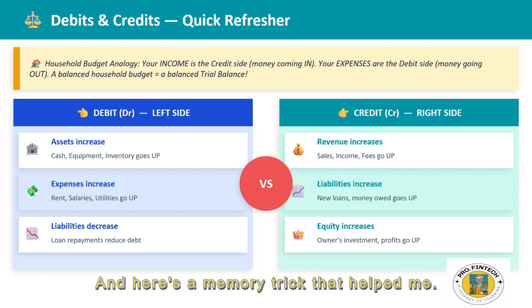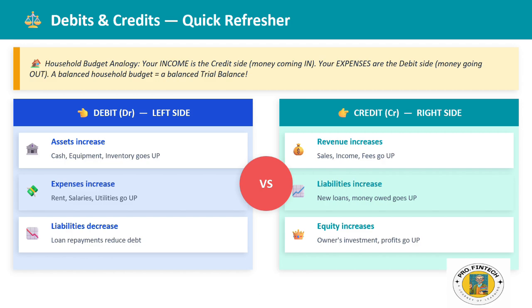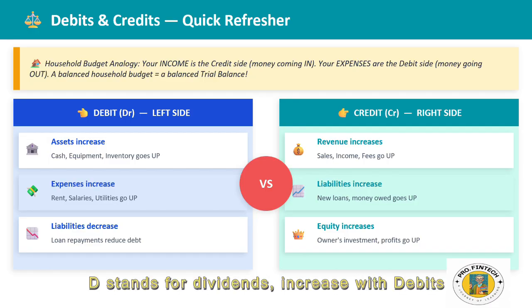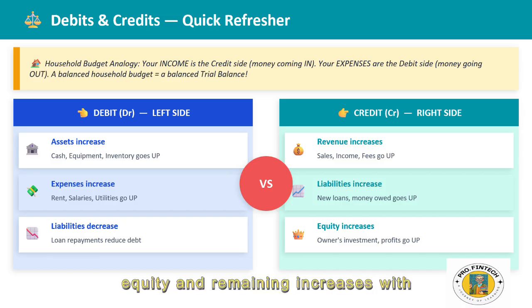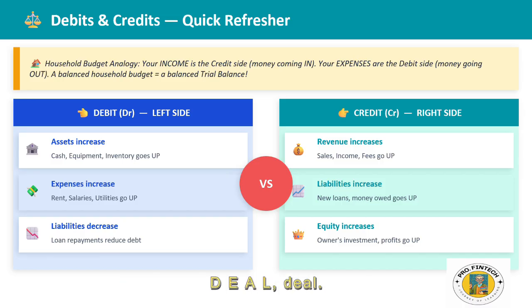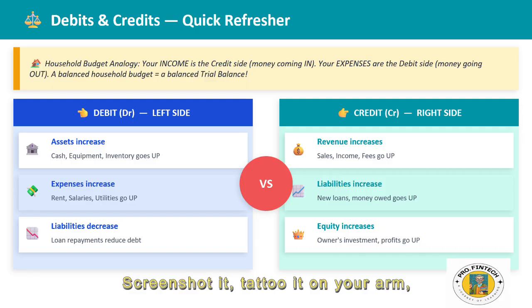And here's a memory trick that helped me. The word DEAL. D stands for dividend, increase with debits. E stands for expenses, increase with debits. A for assets, increase with debits. L stands for liabilities. Liabilities, equity and revenue increase with credits. DEAL. Write that down. Screenshot it. Tattoo it on your arm, whatever it takes.